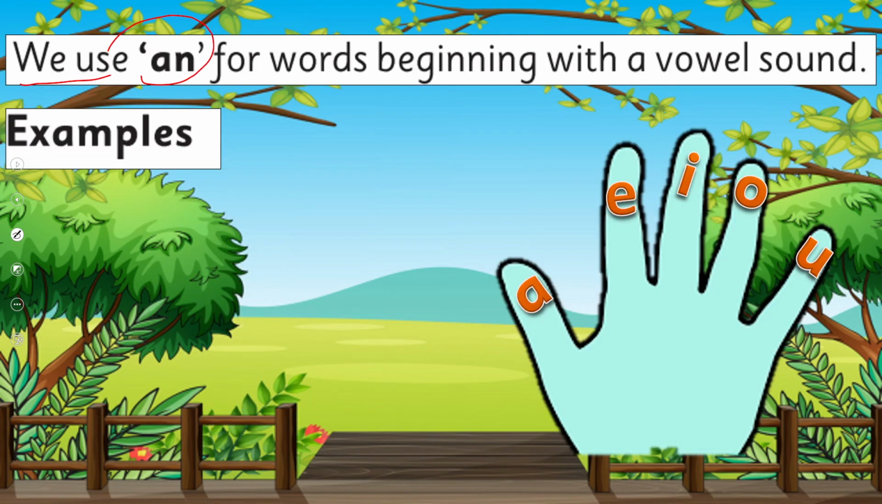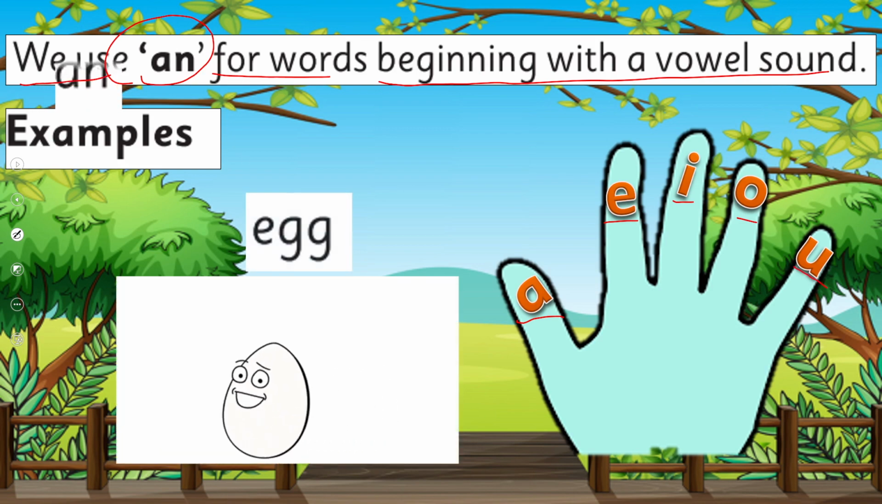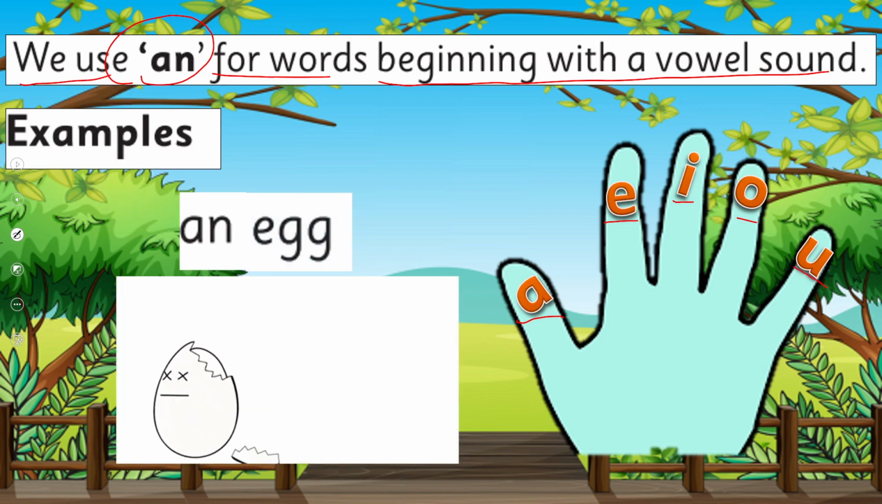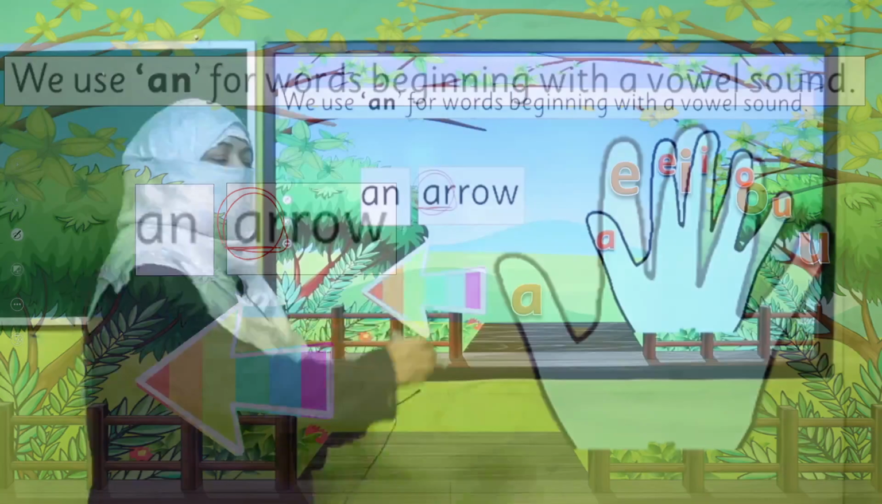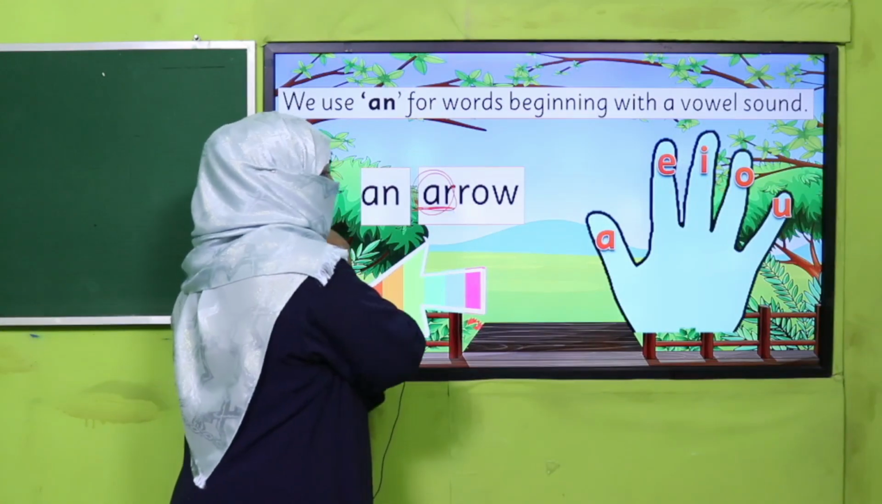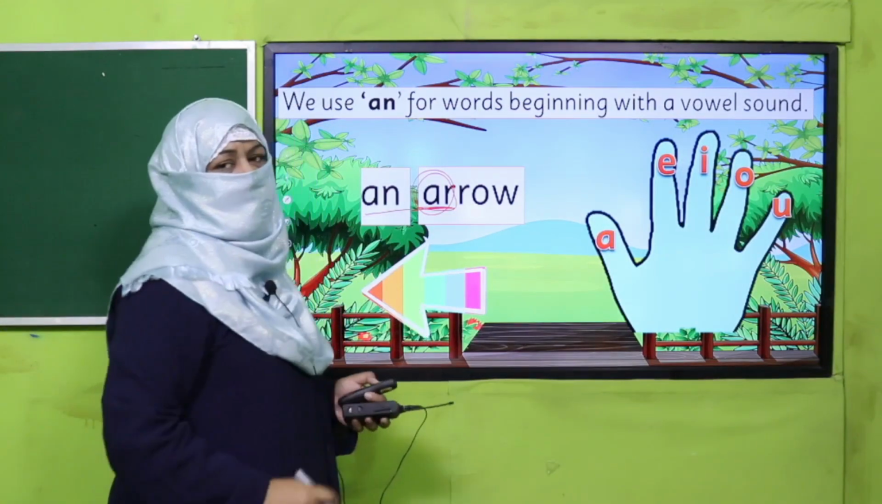We use an for words beginning with a vowel sound, and the vowel sounds are A, E, I, O, U, and egg. Another example, an egg. All right. An arrow. Why? Once again, look at the initial sound and you will find that it's a vowel sound. That's why it will take article an.